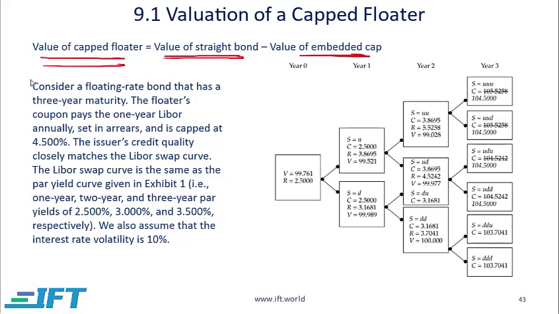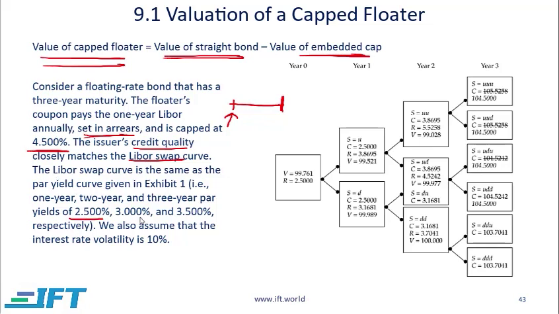Now I want you to read this from the curriculum. The only point that I will emphasize here is something you might not have seen before: set in arrears. This simply means that the rate that is paid at the end of any period is set at the start of the period. We are also told that the credit quality matches the LIBOR curve, and the floating rate in this example is LIBOR. The cap is 4.5%.